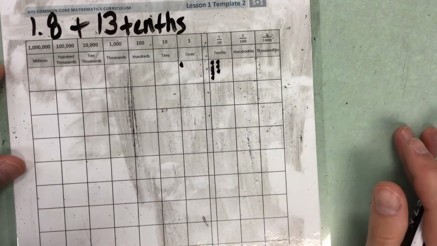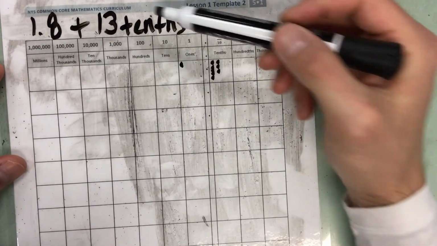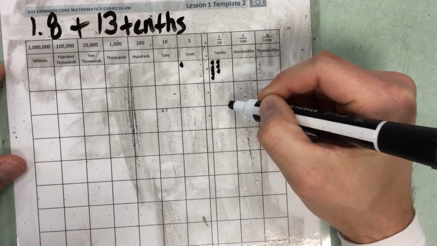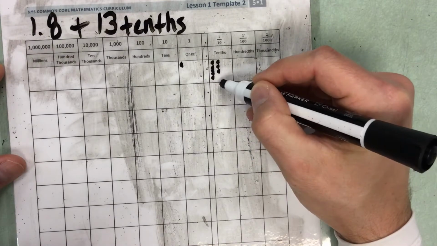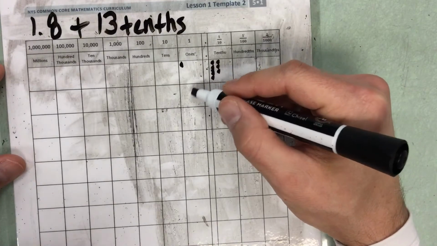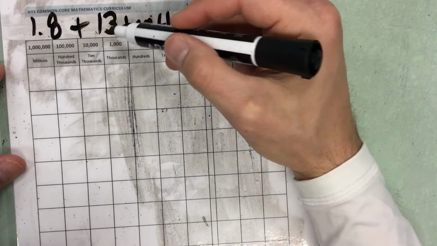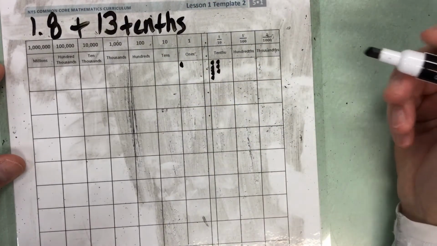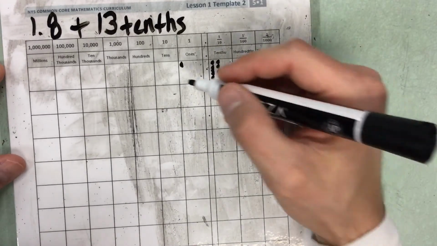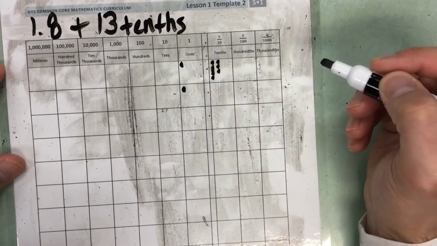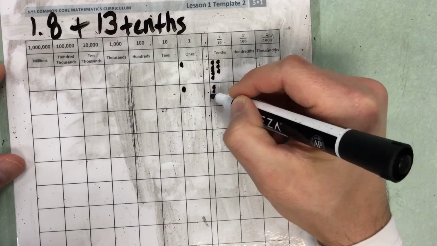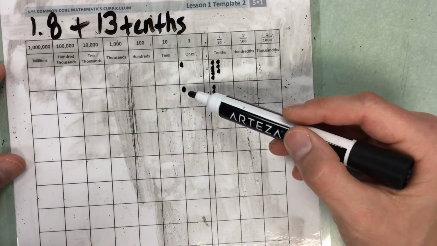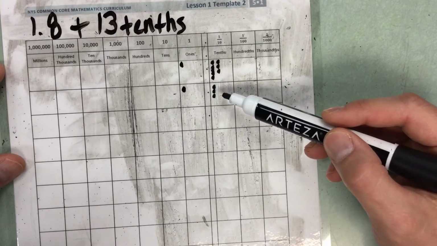Now for 13/10, I'm really going to think about 13. If I put 13 dots in here, I know that I can group 10 of them together and bundle them and move them over. I could also know that 10/10 is the same thing as 1 whole. So for 13/10, that would give me 1 whole and 3/10. So 13/10 is the same thing as 1 whole and 3/10.